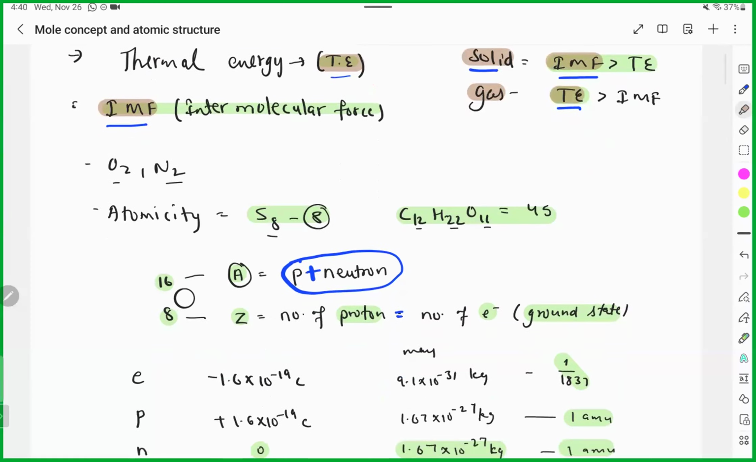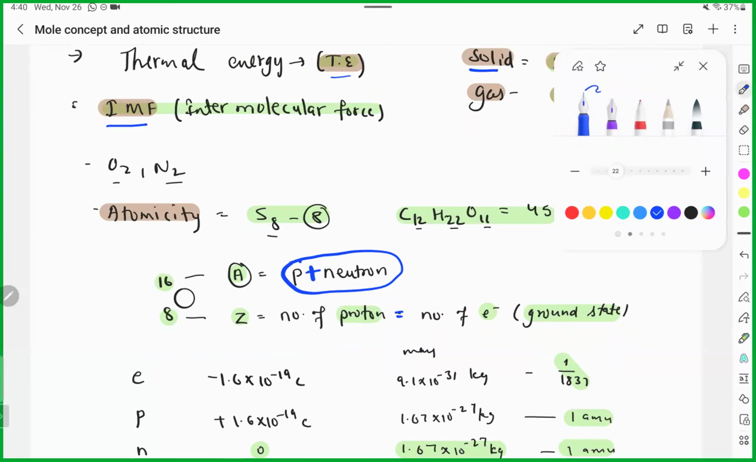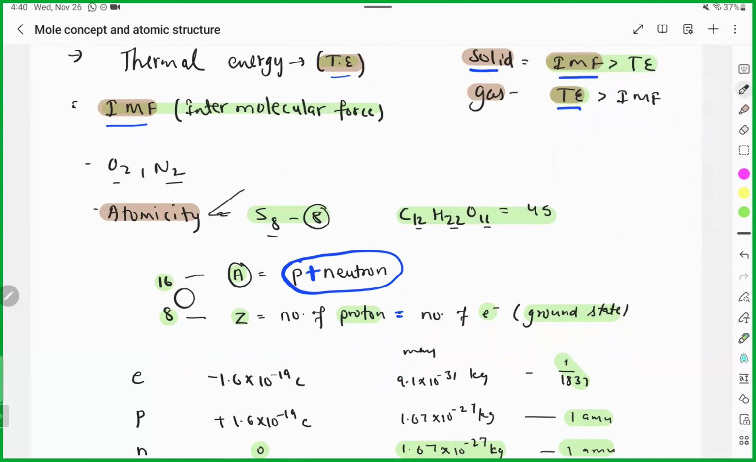Correct? Second, in this chapter, atomicity will be really important. Atomicity means the number of atoms in a given system. For example, in O2, atomicity is 2. In O3, atomicity is 3. S8 has number of atoms 8.